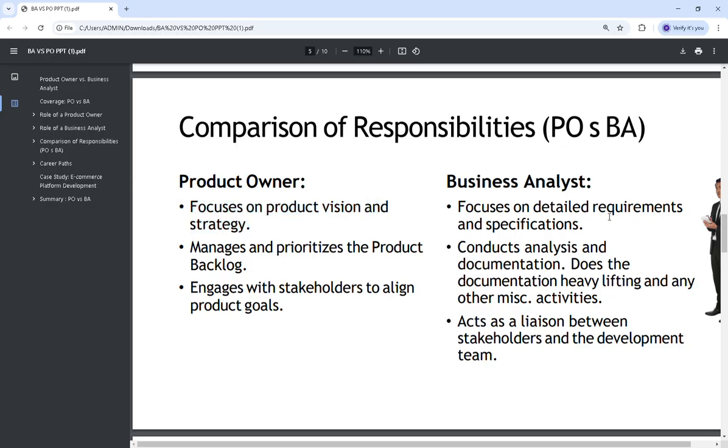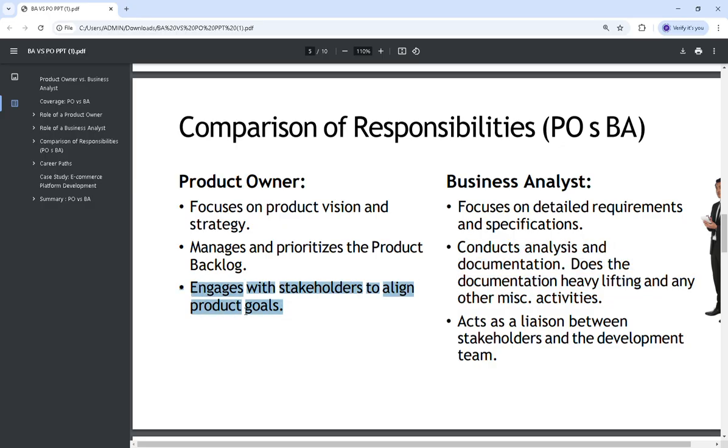On the other hand, the business analyst focuses on the detailed requirement specification. He goes into detail on each and every requirement. We already discussed that part. Here we already discussed managing and prioritizing the product backlog; based on that, he will take items to the sprint backlog. Now he conducts the analysis, documentation, heavy lifting, and any other miscellaneous activity. So he will maintain the Jira board as well sometimes. Not only that, he also checks whether any epic is written or not, and after the epic is written, whether the user story is mapped to the epic or not. So that we also do.